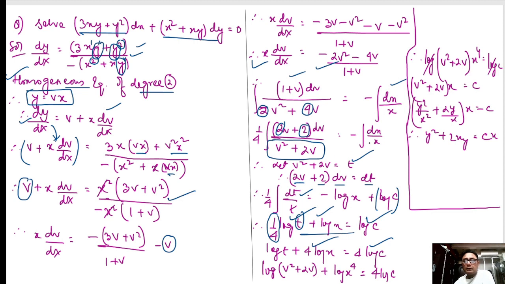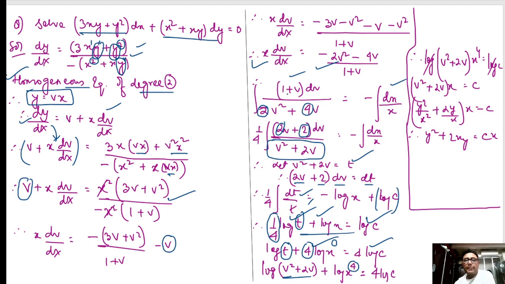Now instead of the t, this t we will replace with v square plus 2v, because we have taken v square plus 2v as t, so we are replacing it, and this 4 goes as a power. So now in place of v, replace, so this is log a plus log b. This is acting as a log a plus log b.